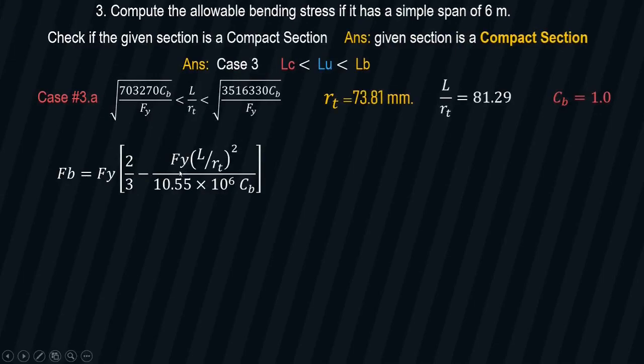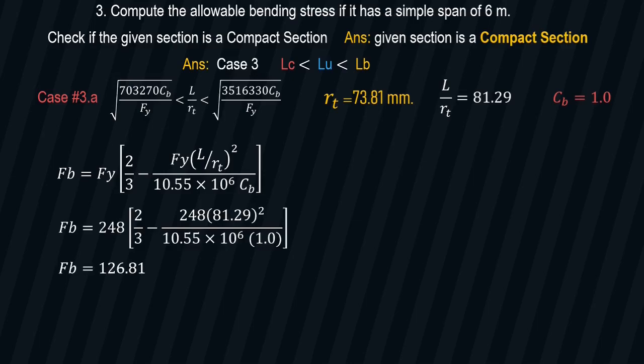We have the value of Fy and that is 248 megapascal. We have L right here, 6 meters or 6,000 mm. And the RT is 73.81. CB also is here, 1.0. It's direct substitution. Okay, so the result for FB using this formula is 126.81 megapascal.